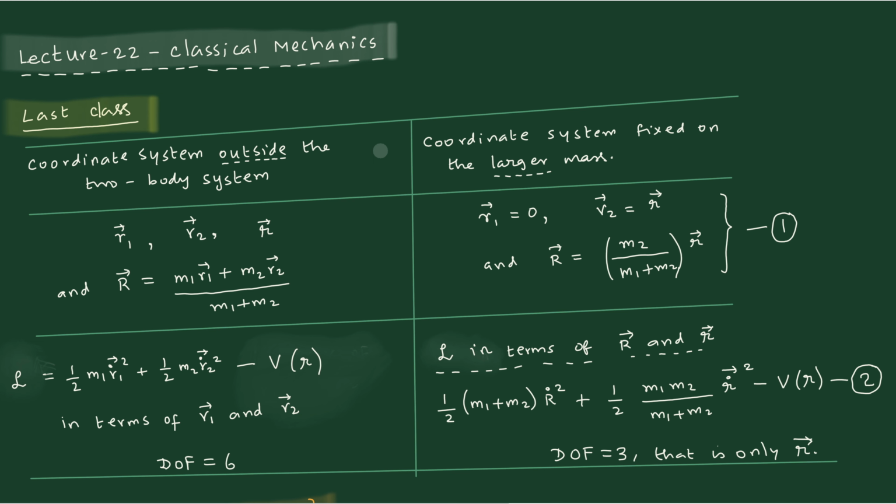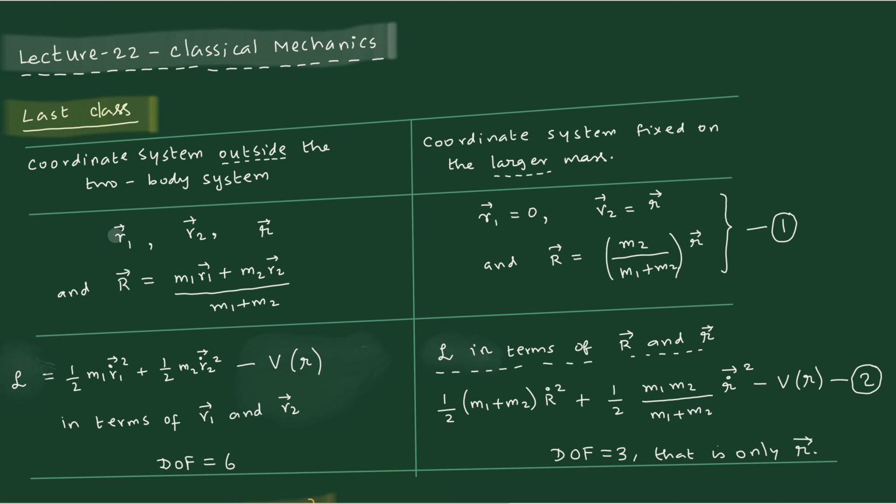Hello students, welcome back to the next lecture, which is lecture number 22. We have been in the discussion on the two-body problem, which means the two-body problem under the influence of the central potential. That was the discussion in the last class, and we have this particular conclusion. I am giving you the summary right now.